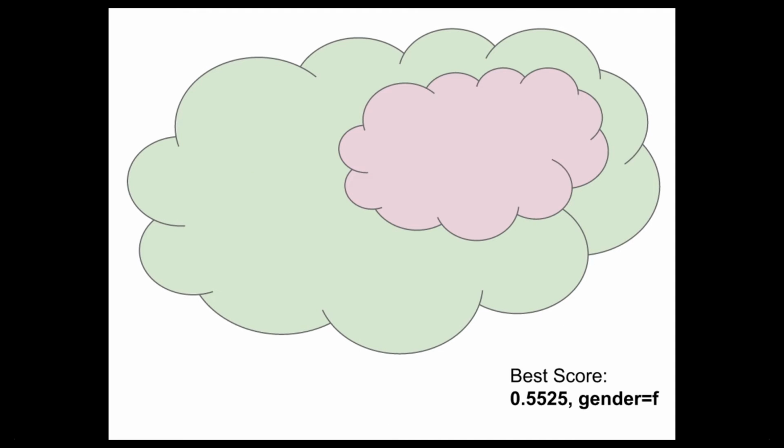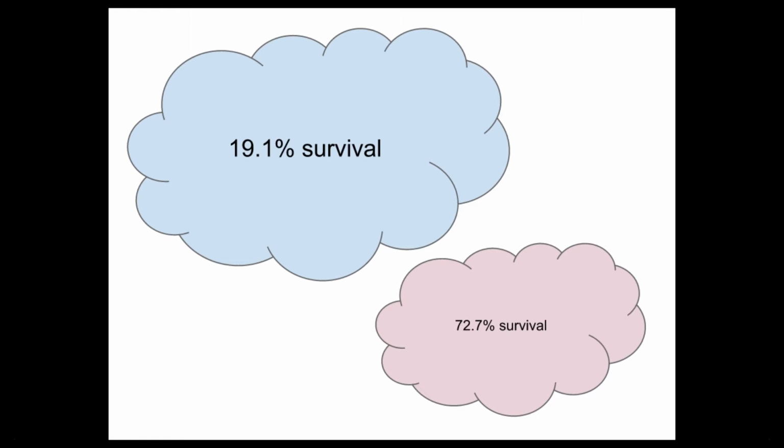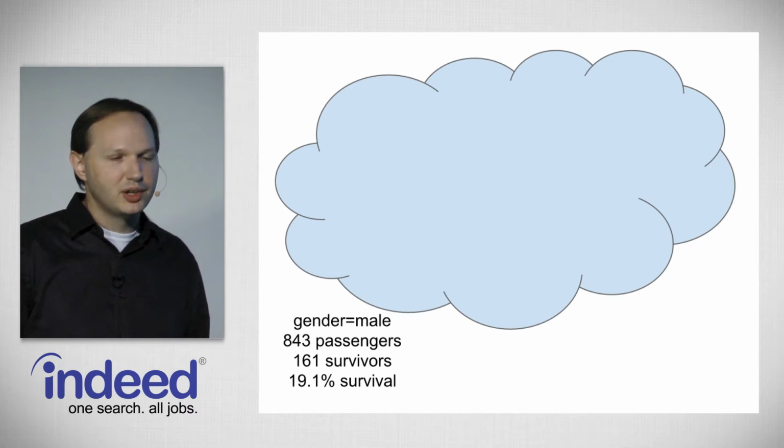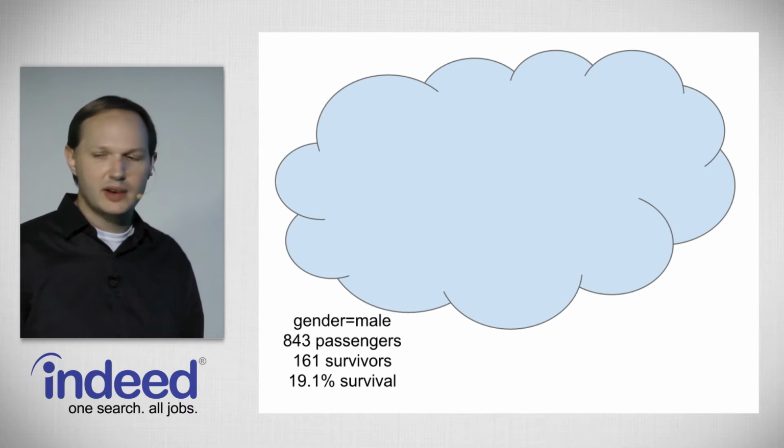So the next step, we found the best split. So we're going to segment the data. So in the upper left, I have the men at a 19% survival rate, and the women in the lower right, 73%. And we're going to repeat this process on each of these separately. I'm just going to look at the men next. Once again, 843 men, 19% survival.